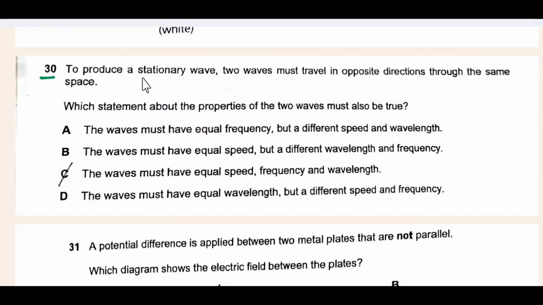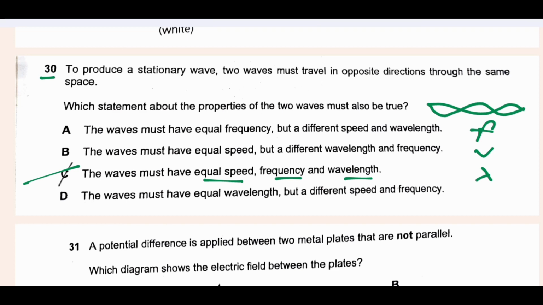Question number 30. To produce a stationary wave, two waves must travel in opposite directions through the same space. Which statement about the properties of the two waves must be true? So suppose this is the wave that is formed, and this is a stationary wave. To produce stationary waves, the two waves must have the same frequency, same speed, same wavelength, and be of the same type. So the waves must have equal speed, frequency and wavelength. So the answer is C.